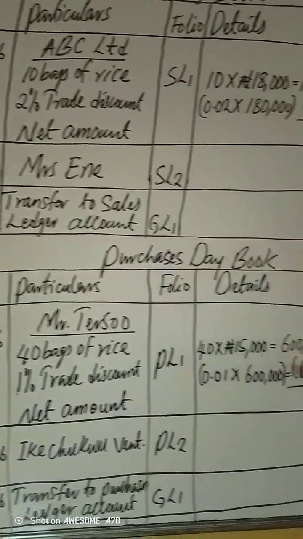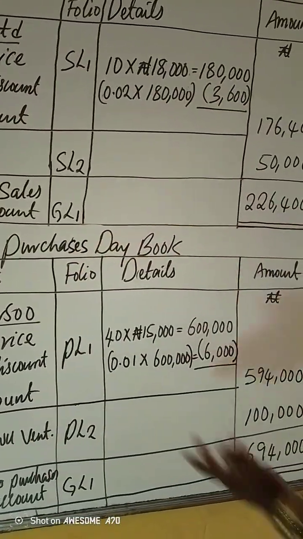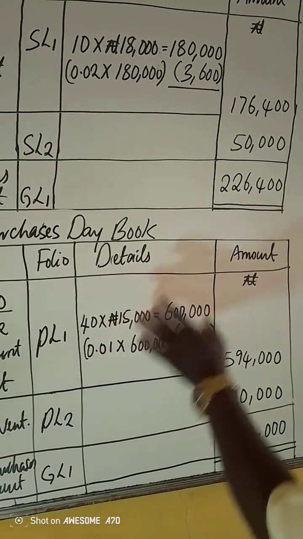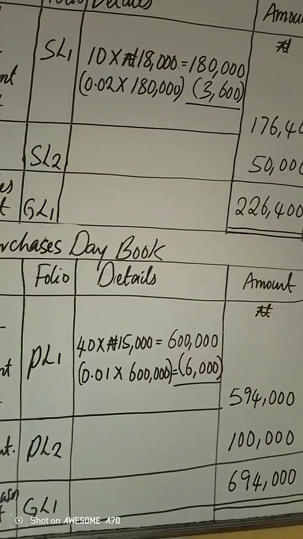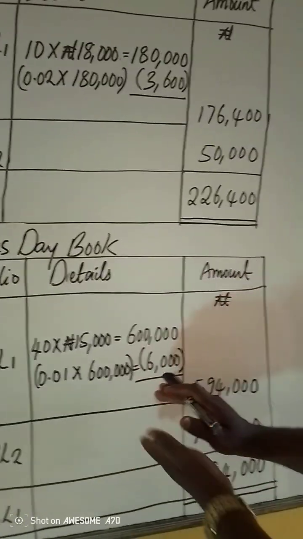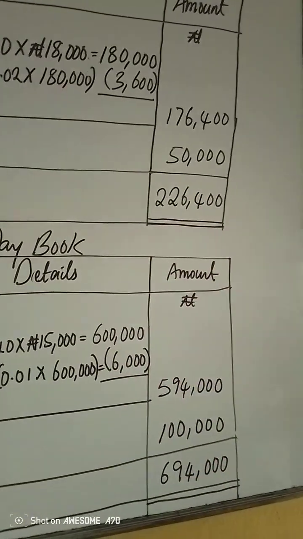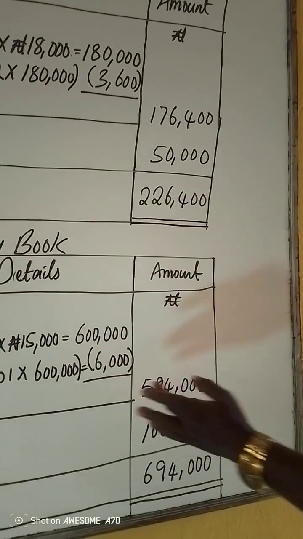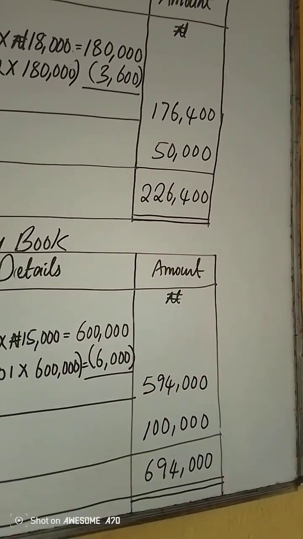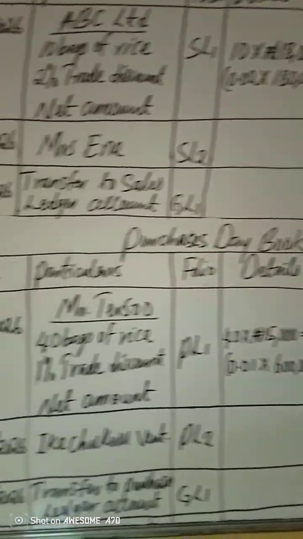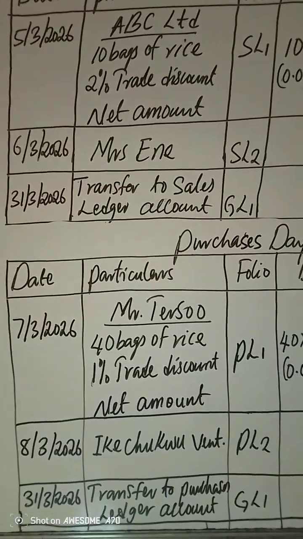Come and work it out. 1% in mathematics is the same thing as 0.01 multiplied by 600,000. Then you get 6,000, you put it in brackets to show that you are deducting it from the gross amount. Deducting it from the gross amount, you now get 594,000, which becomes the net amount in that transaction. And that is just it.